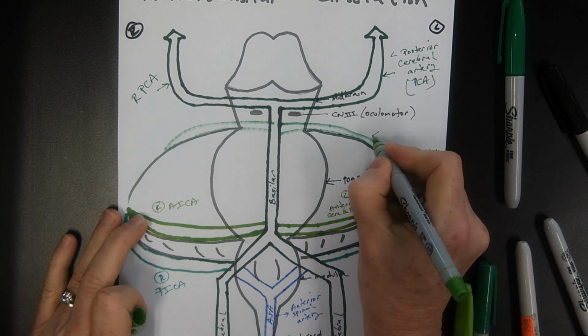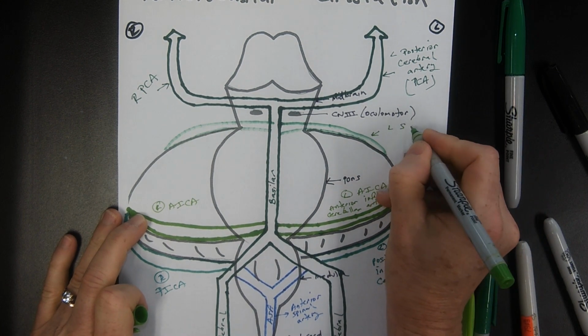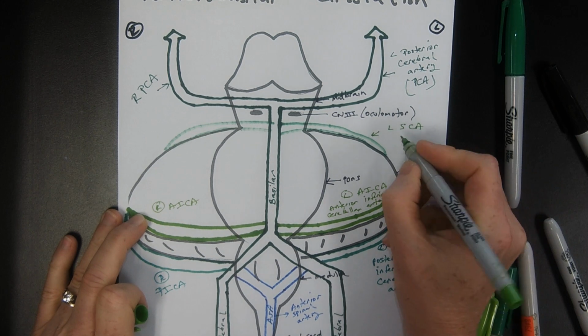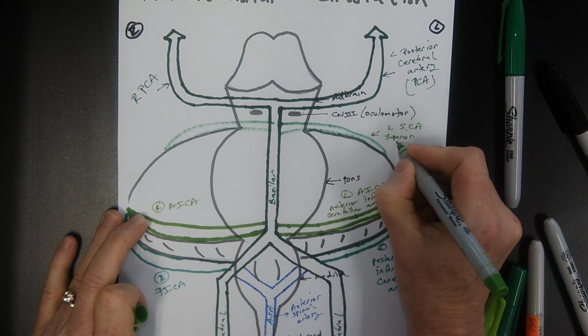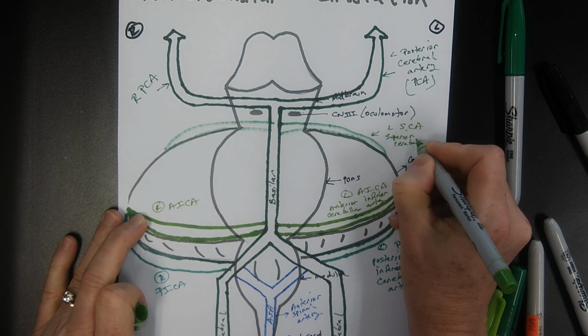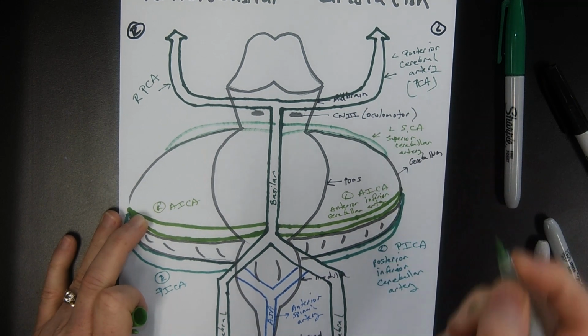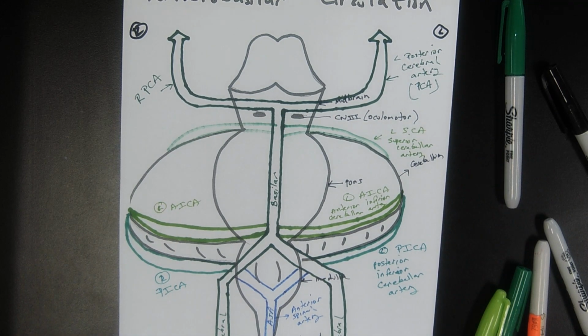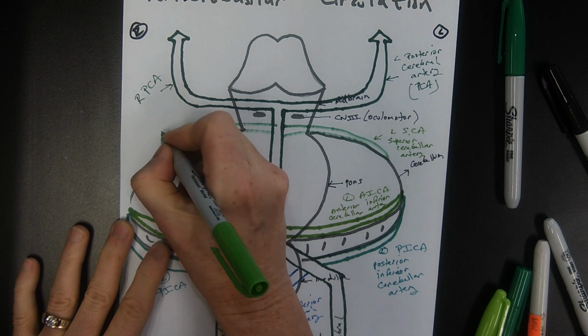So this is going to be the left SCA, and that stands for superior cerebellar artery. Okay, so there's a left SCA, and then there's going to be a right SCA.